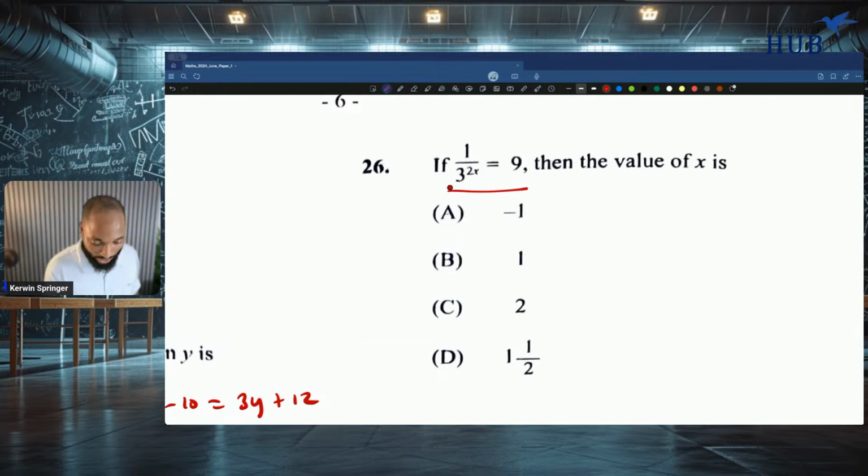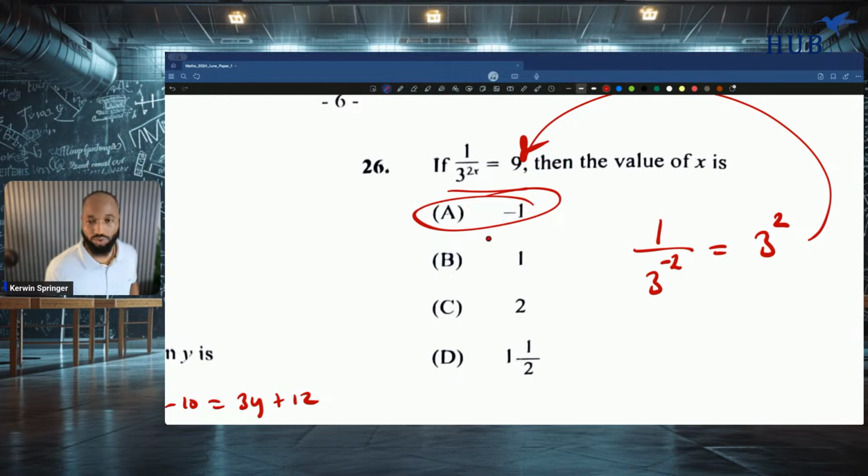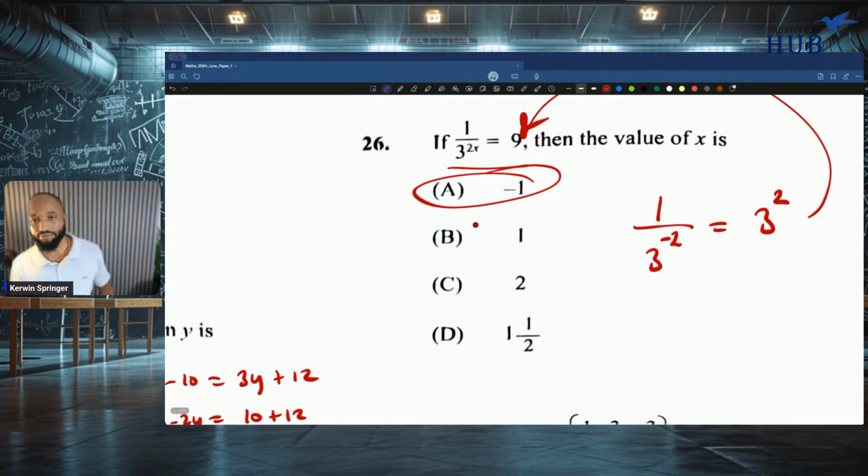Only I would love to have an endorsement from some online teacher. 1 over 3 to the power x is, which one will work? It needed to be negative, so you can go back on top. You understand? So negative, A. Here's why. If it's negative 1, this will be 1 over 3 to the 2 by negative 1, which is negative 2. And since it's negative, to get back positive, I will have to say this is 3 to the power of positive 2, which is 9. So A is the answer for this.